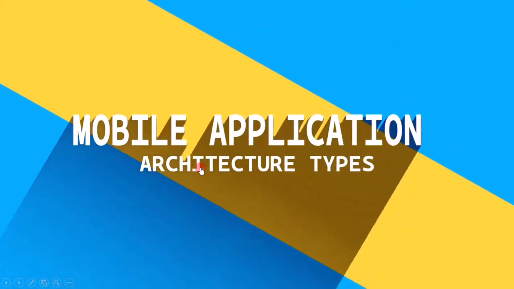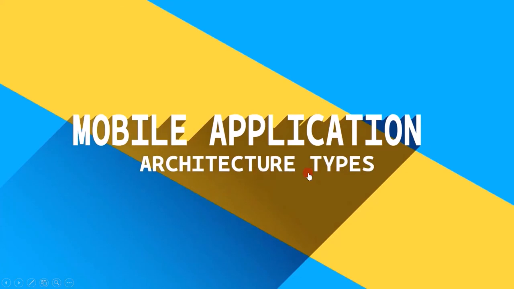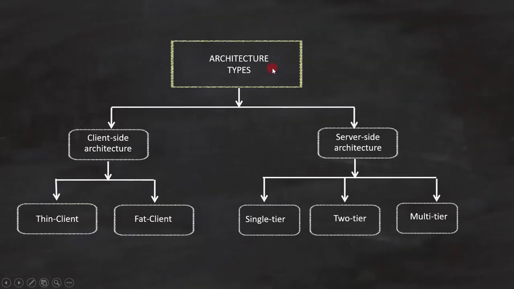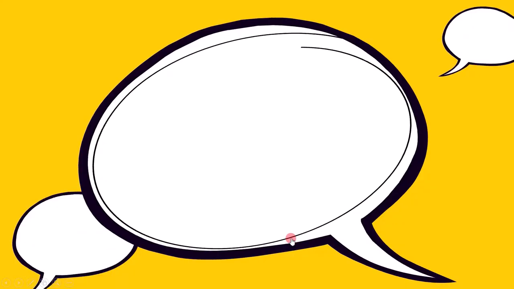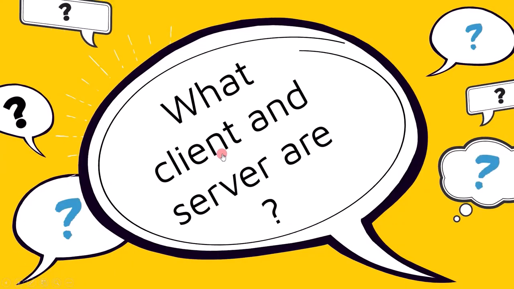Now we will cover different types of mobile application architecture. So these are the different architectures which we can use for developing a mobile application. First one is client-side architecture, such as thin or fat client. Second is server-side architecture, such as single or multi-tier. Now we will cover each of these architectures in detail. In order to understand each of these types, first, we should know what a client and a server are.